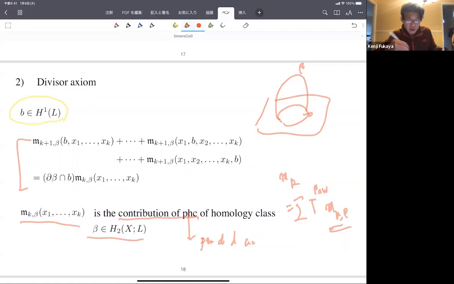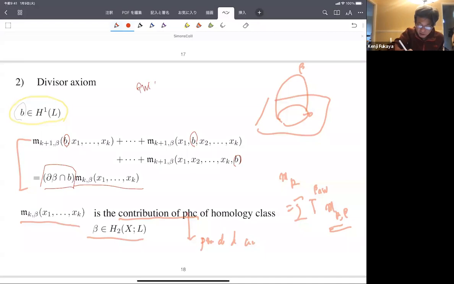And then you insert these degree one classes in various places. You have k, and there are k plus one places where you can insert p, and you take the sum. The sum is just this operation times the pairing of the degree one class p with the boundary of beta, which is a number. So this is the divisor axiom. In Gromov-Witten theory, the divisor axiom is something like: the Gromov-Witten invariant with alpha inserted equals the pairing of the degree two class with the homology class alpha times the invariant with x1 through xk.